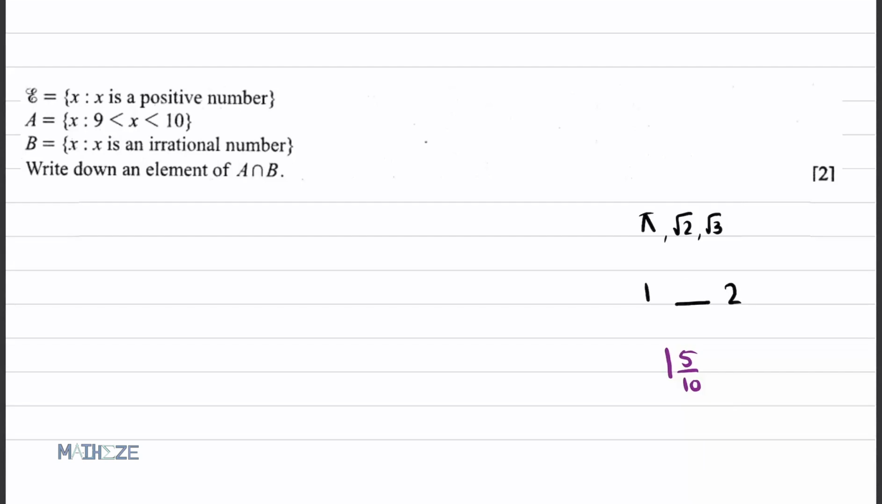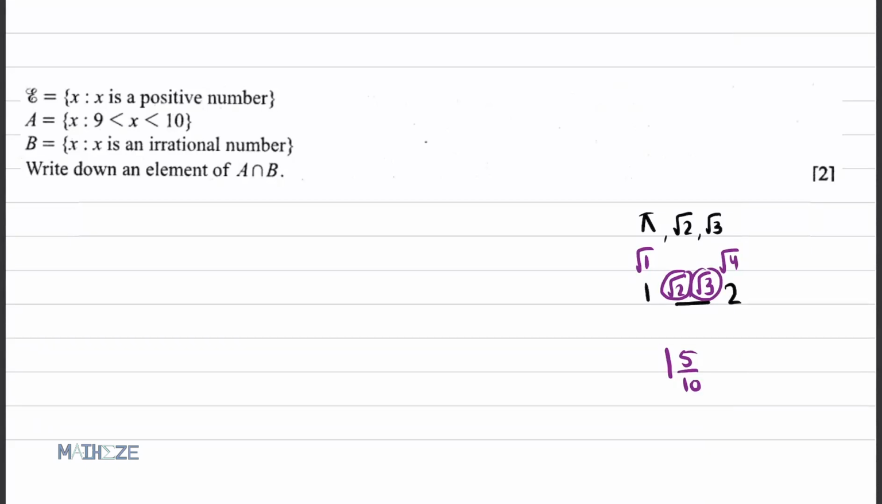So how will you get an irrational number between 1 and 2? What's under root 1, guys? It's 1. What's under root 4? It's 2. So in the middle, it's going to be under root 2 and under root 3. So you can write any one answer. Do you get this, guys? This concept is connected to this question.